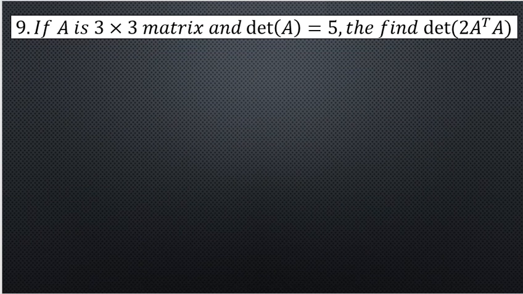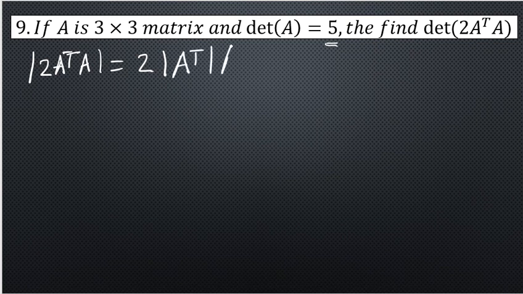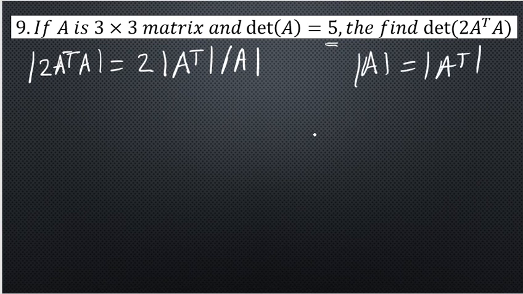The next question, question number 9, says if A is a 3 by 3 matrix and the determinant of A is given to you as 5, as you see here, then find the determinant of 2 times A transpose times A. The constant 2 doesn't have any effect. Then separate the determinant of the transpose times the determinant of A itself. We can write it separately. But remember, the determinant of A is equal to the determinant of A transpose, which is also a previous rule. So we can write 2 times 5, which is 50. This one is a simpler question.